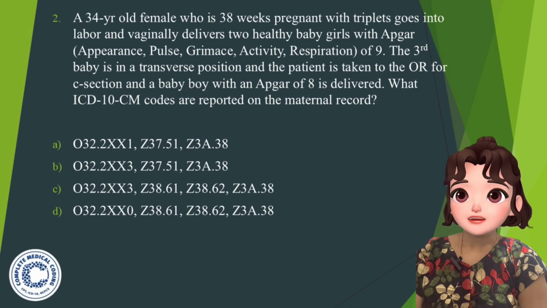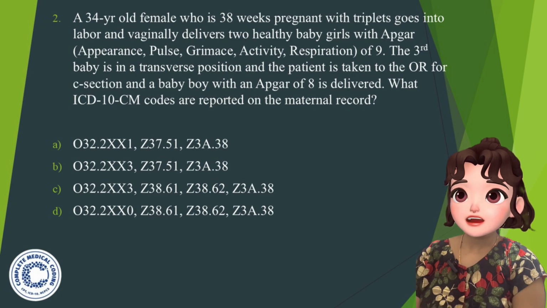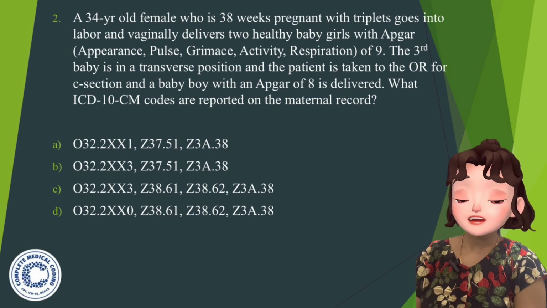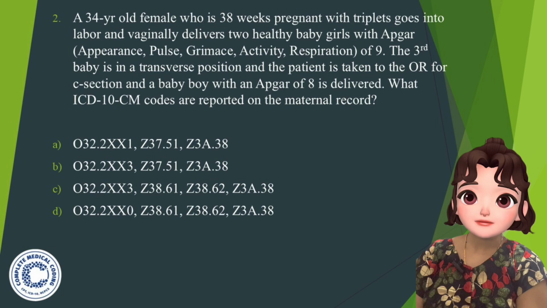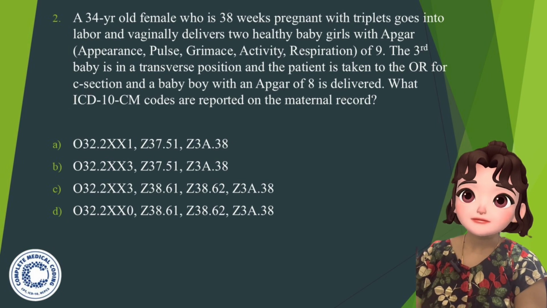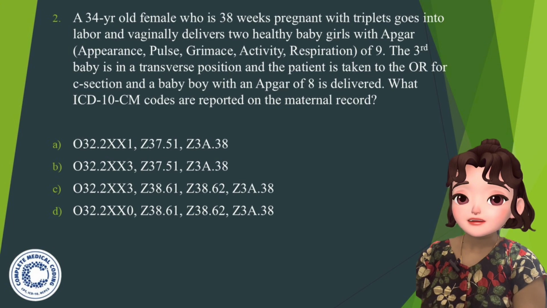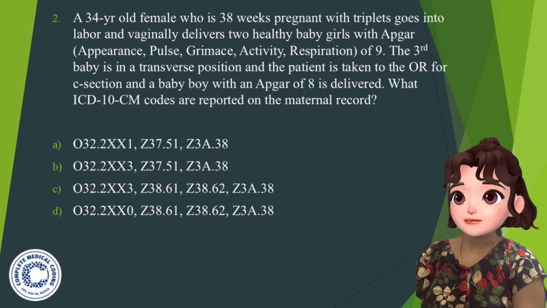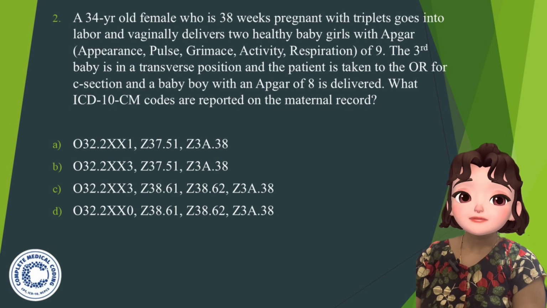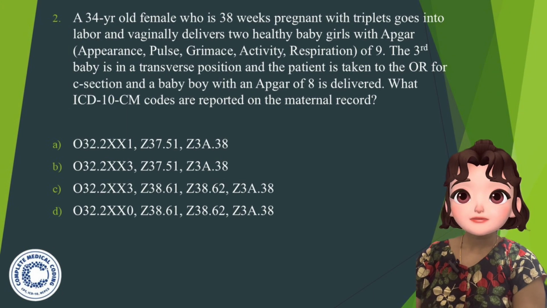Now let's move to second question. A 34-year-old female who is 38 weeks pregnant with triplets goes into labor and vaginally delivers 2 healthy baby girls with APGAR. APGAR is a short form: appearance, pulse, grimace, activity, and respiration. So 2 healthy baby girls delivered vaginally with APGAR of 9.